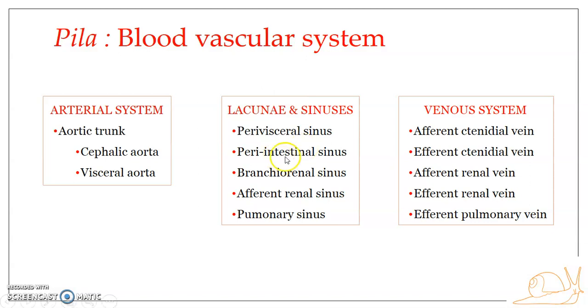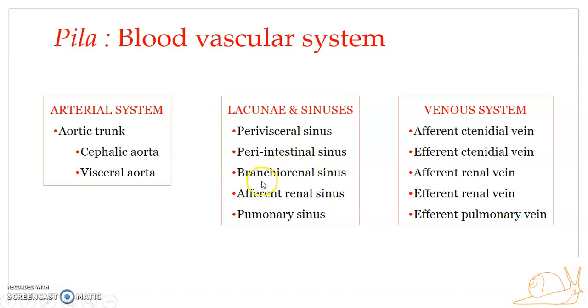Now the next one is the peri-intestinal sinus. As the name suggests, it lies in the visceral mass around the intestinal coils, and it contains the blood collected from the parts supplied by the visceral aorta. So the perivisceral sinus contains blood collected from those parts of the body which get blood from the cephalic aorta, while the peri-intestinal sinus contains the blood collected from those organs which get blood from the visceral aorta. From here the blood flows to the anterior renal chamber and afferent renal vein.